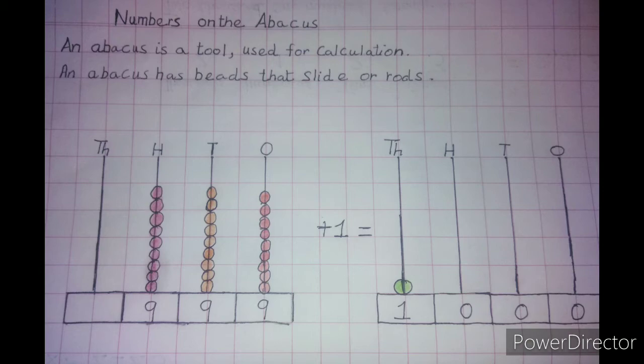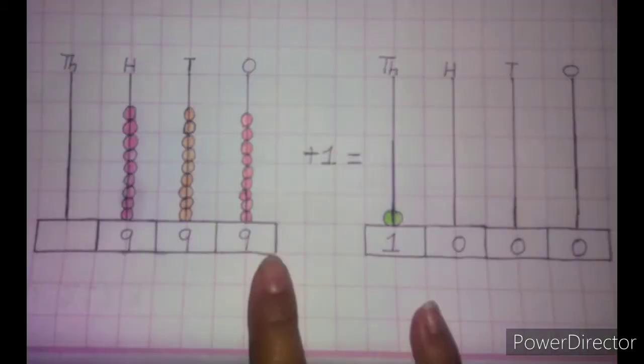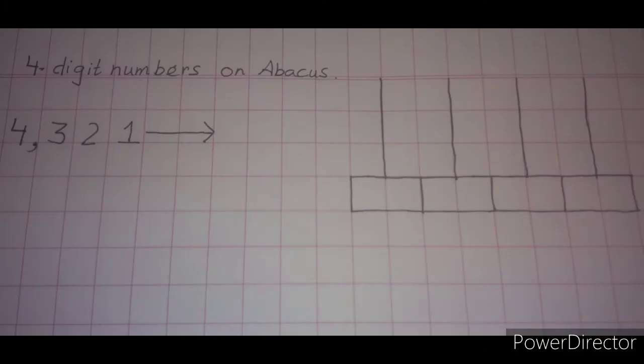We know that we cannot put more than 9 beads in any of the sticks. So whenever more than 9 beads come, it goes as a carryover to the next stick. So when we do 999 plus 1, it becomes 1000, and the one bead comes in the 1000 stick, and hundreds, tens and ones become 0. Let us look at some examples now.